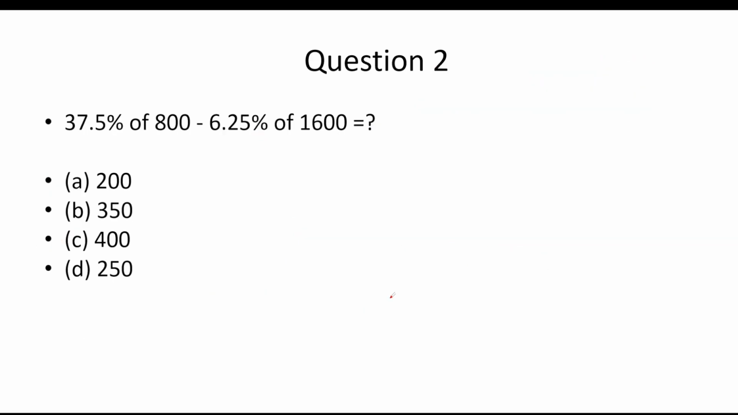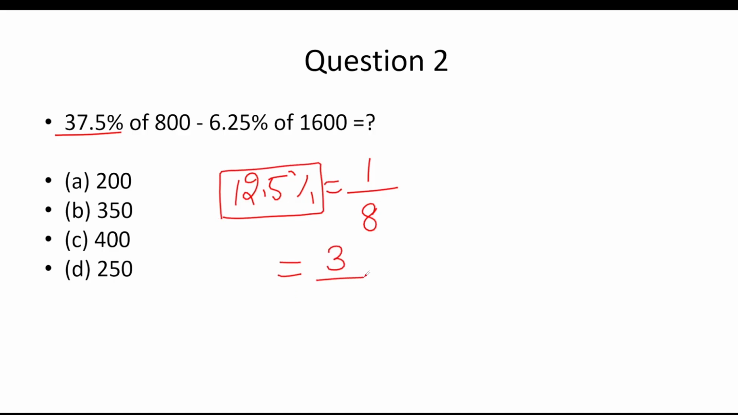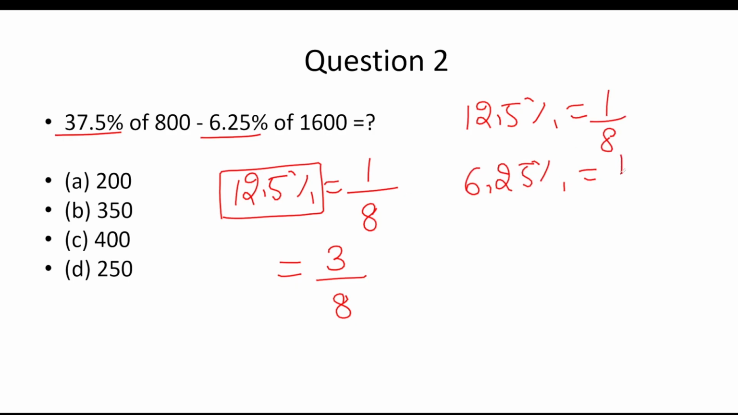Next question is based on percentage. Okay. Now see, all of you know 12.5%, that is, the fraction is 1 by 8. So 37.5%, this is 3 times of this, means its fraction will be 3 by 8. 6.25%, this is the half of 12.5. What is the half of 12.5? That is 6.25. It means, what is the fraction of 6.25%? That is the half of 1 by 8, that is 1 by 16.